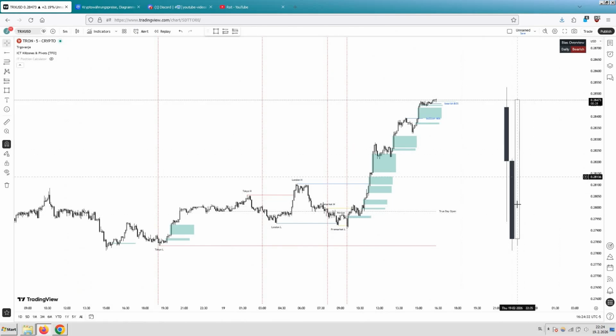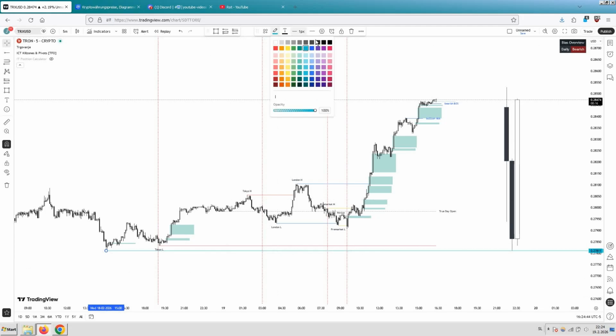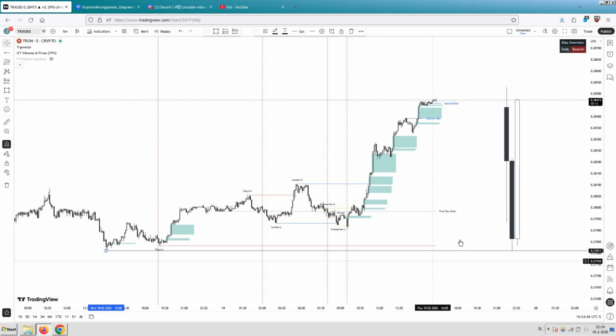So we can see here the daily candles. We can see that the daily bias would be bearish. Okay, so what would be our target? This little low, because this little low is the daily low. Okay, let me change the color to this. But actually then what happened?